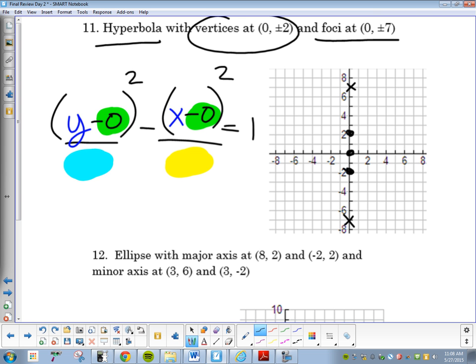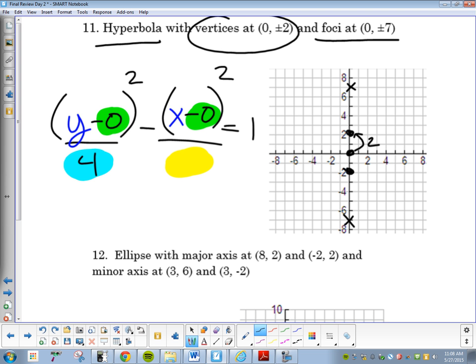The next thing, which one's the next easiest one to fill in, the blue or the yellow number? Blue. The blue number is underneath the y, so it represents how far do you go up and down from the center to my foci or to my vertices? Vertices. Remember, the foci number never goes underneath here. From the center to my vertex right there is 2. So what number is going to go in the blue? Square it. It gets me 4.